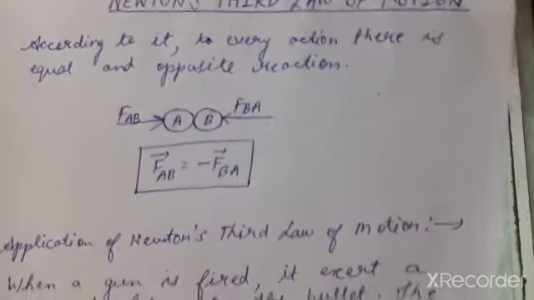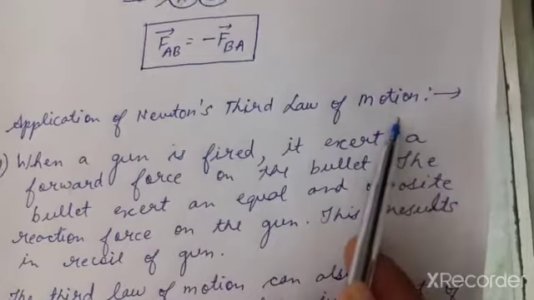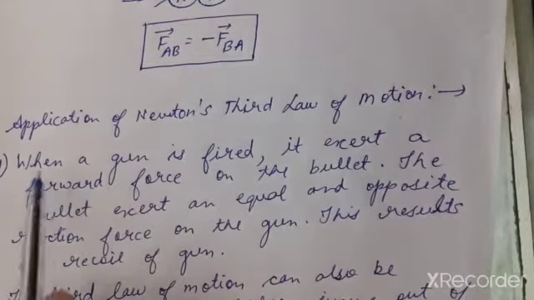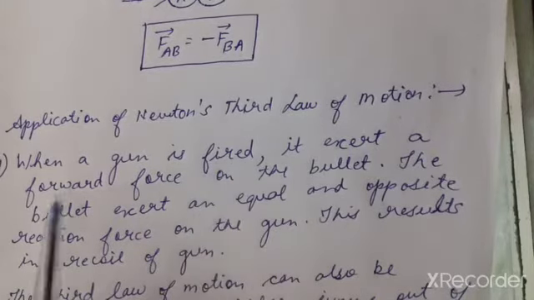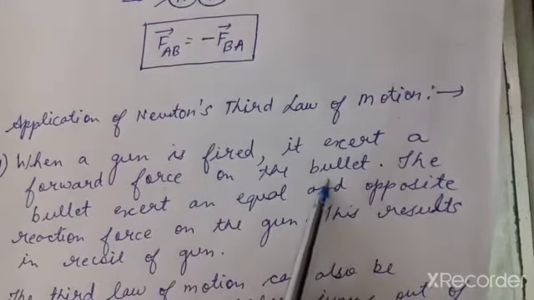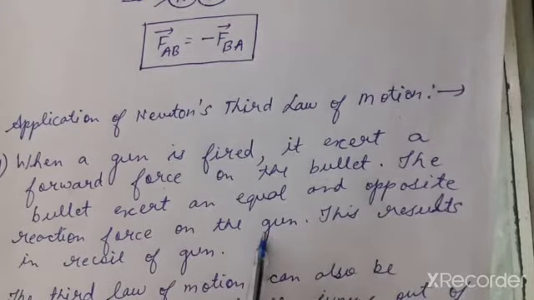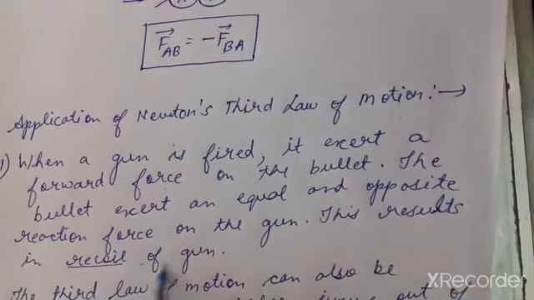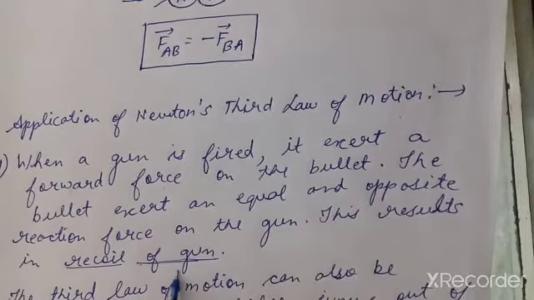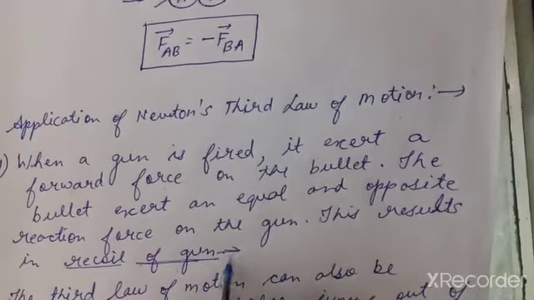Now next, let us see the application of Newton's third law of motion. When the gun is fired, what happens? It exerts a forward force on the bullet. Now the bullet exerts an equal and opposite reaction force on the gun. This results in the recoil of the gun. Now what is the meaning of this term, recoil of the gun? Recoil of the gun means the person who is holding the gun will get jerked in the backward direction.